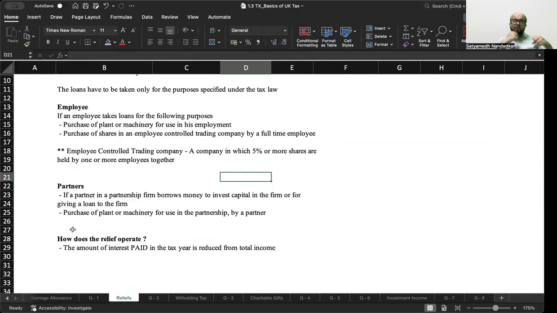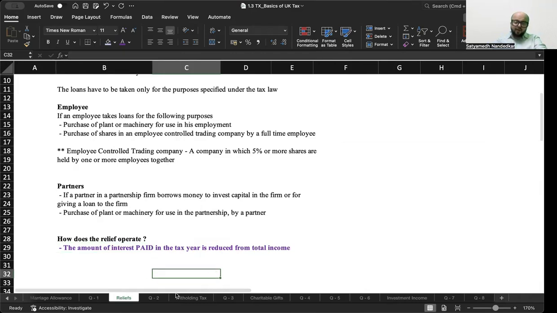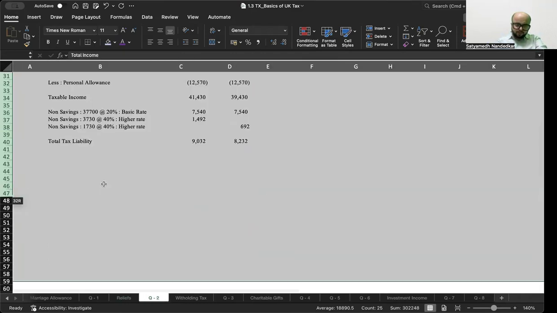So if I borrow money to invest in the partnership firm, interest on that loan is allowed. Or if I purchase plant or machinery for use in a partnership firm, I am a partner, I take a loan, I use that loan to purchase plant and machinery, which is going to be used in the partnership business. The interest on such a loan is also allowed. And how does the relief operate? The amount of interest paid in the tax year is reduced from total income. Okay, this is the mode of operation of relief.